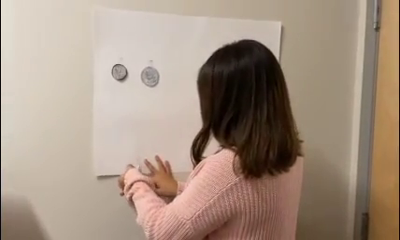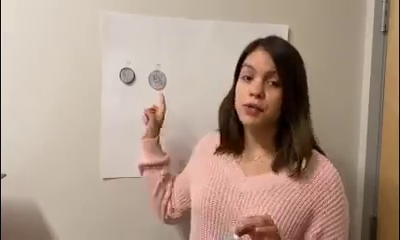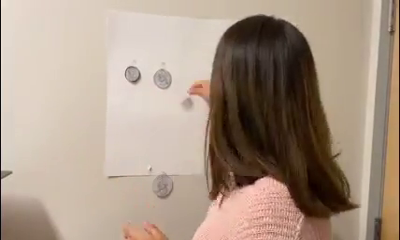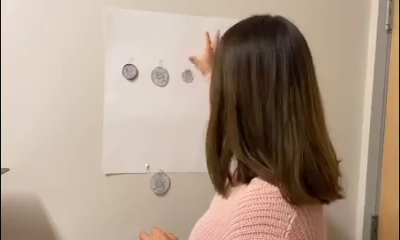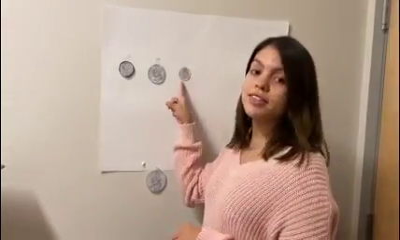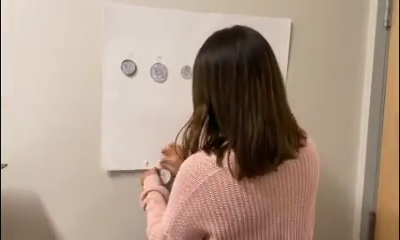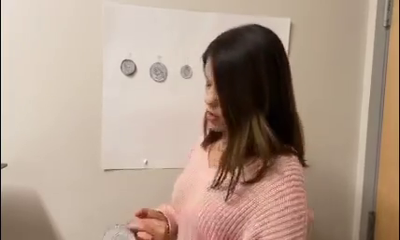Next, we have our dime. We know that this is a dime because it is silver, has bumpy edges, and is smaller than a nickel. And a dime is worth 10 cents. And our next coin, we have a quarter. We know that this is a quarter because it is silver, has bumpy edges, and is the biggest coin.